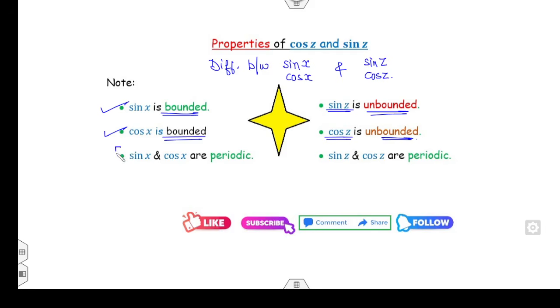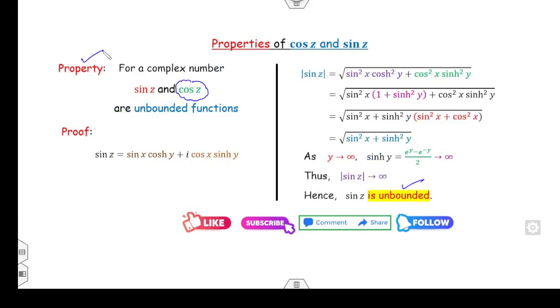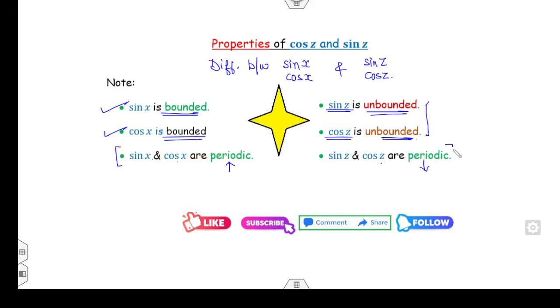The one similarity between them is that sin x and cos x are periodic functions, while sin z and cos z are also periodic functions. The proof of the unbounded part we have already done in terms of the property. However, how can you check whether sin z and cos z are periodic or not? And if periodic, what is the period? We all know sine and cos are periodic functions with period 2 pi. Fine. Now what is the period of sin z and cos z?